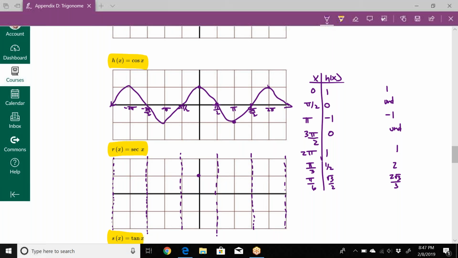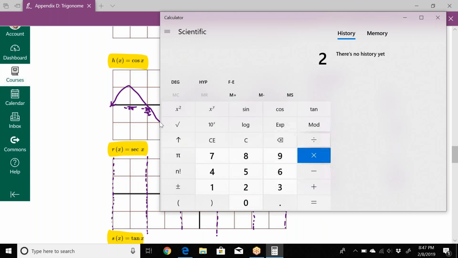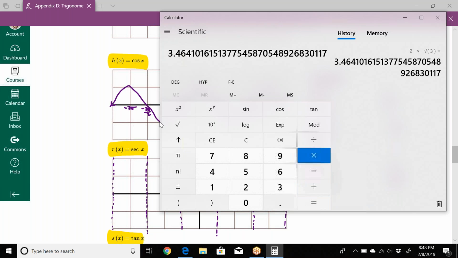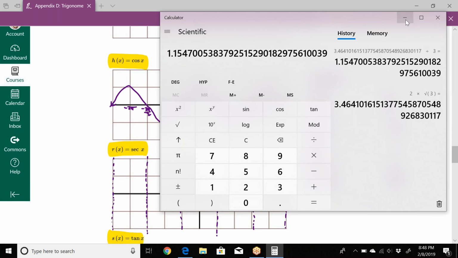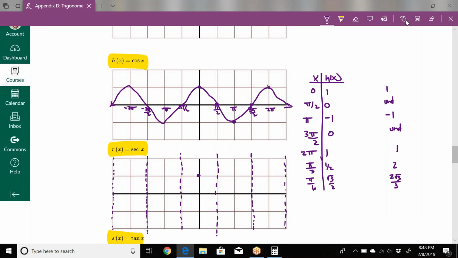If you don't know what that is, we could always use our calculator. Of course, you don't have a calculator on your test, but we're just analyzing this right now so you can see the pattern. We divide that by 3. It's a little bit bigger than 1, about 1.15. So notice that's going up, and then 2 is getting even bigger. So we're seeing that pattern we saw with cosecant, which is that this is headed towards infinity, and it's going to do the same thing on this side.